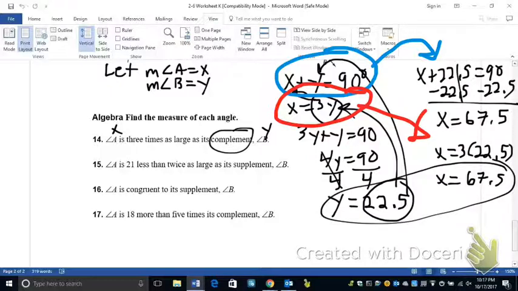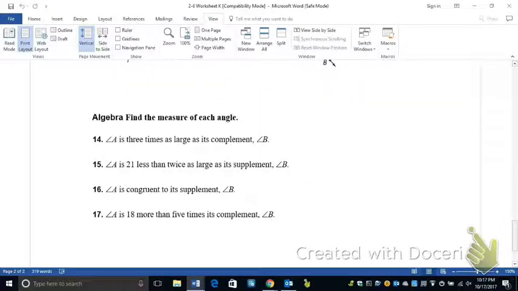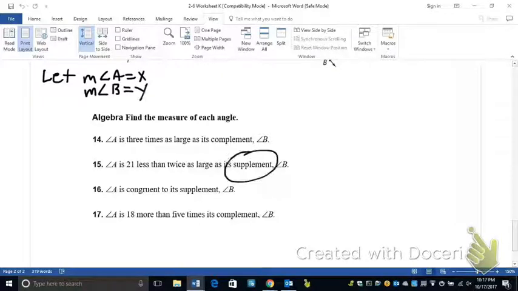So let's move on to number 15. Should be able to move a little bit quicker now that we're kind of used to it. We're going to start off with, again, let measure of angle A equal x, measure of angle B equal y. These two are supplements. That means that x plus y is going to equal 180.